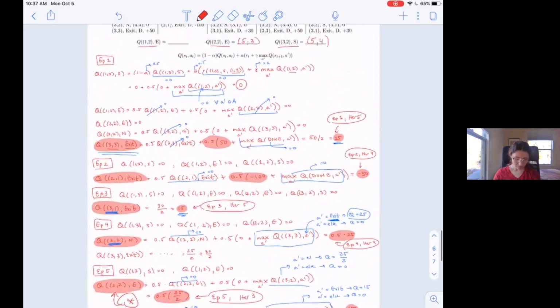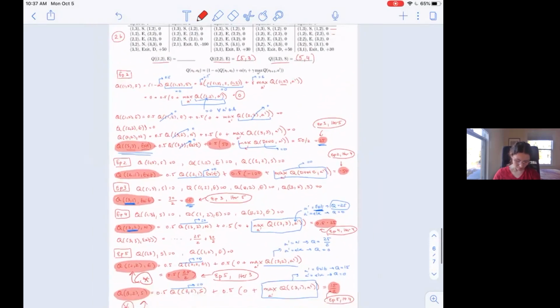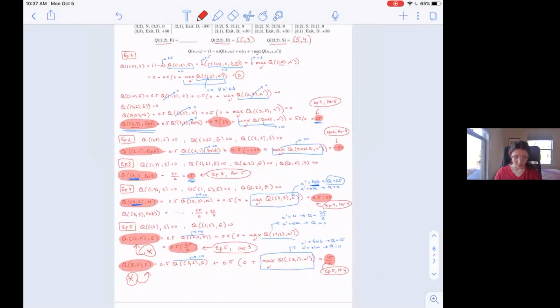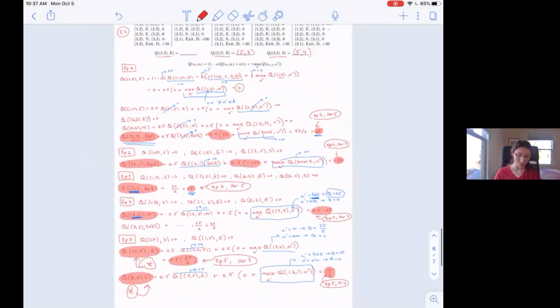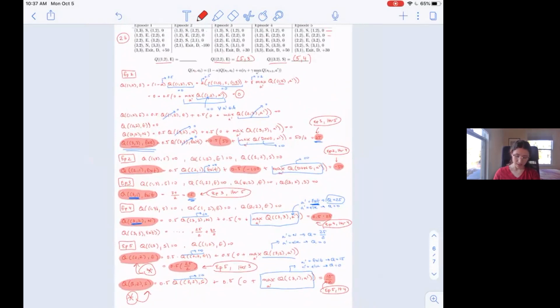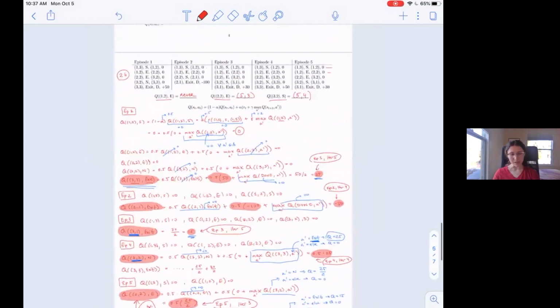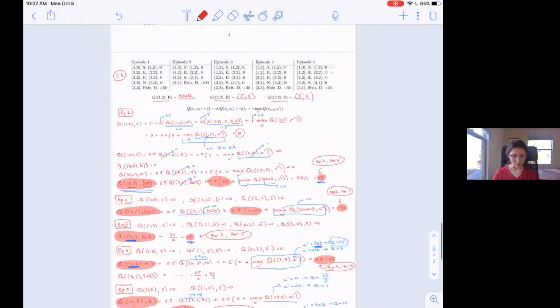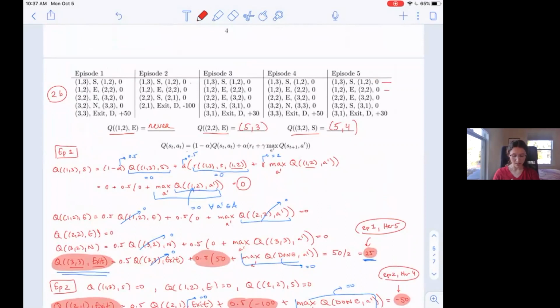What about the Q value of 1, 2 east? Did we ever update this? Well, it turns out here we didn't actually. Just doing one pass through all these episodes was not enough for us to actually update the Q value of 1, 2 east to be something non-zero. So here, I would write never. And with that, we've completed this particular problem, and we know the episode numbers as well as the iteration numbers that these Q values for these particular states and actions became non-zero for the very first time.